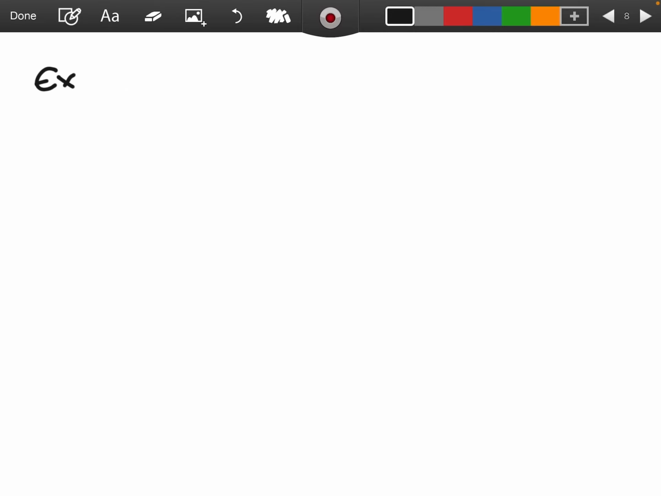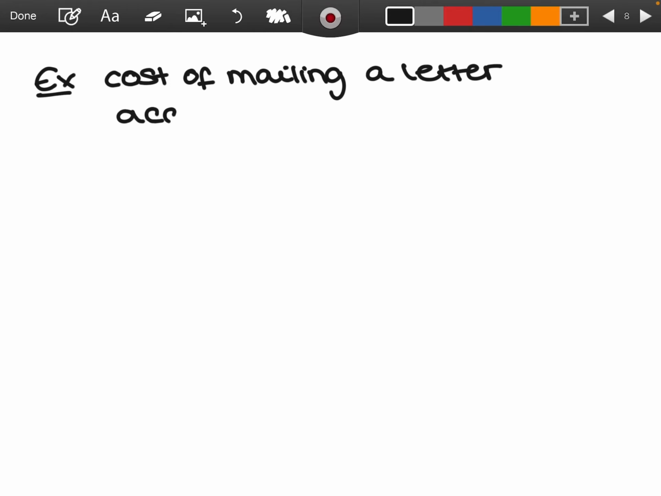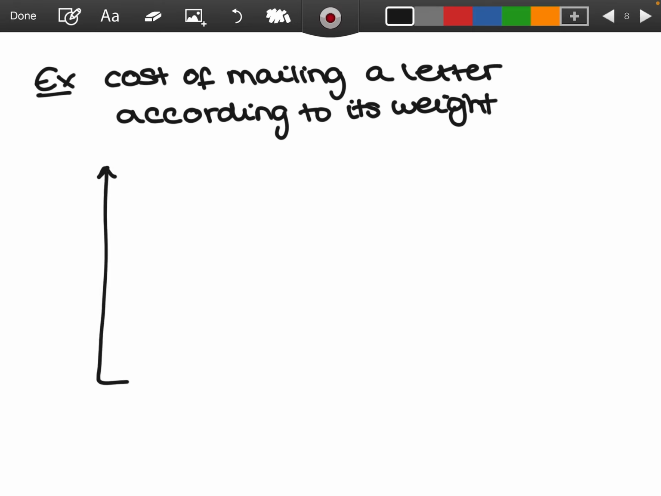We could also look at a graph for the cost of mailing a letter according to its weight. Now for this one, and this is something else that I want to talk about in terms of graphs, the cost would depend on the weight. So the weight would be your independent variable. The weight of a letter is what it is. And then the cost of mailing it will depend on that weight.